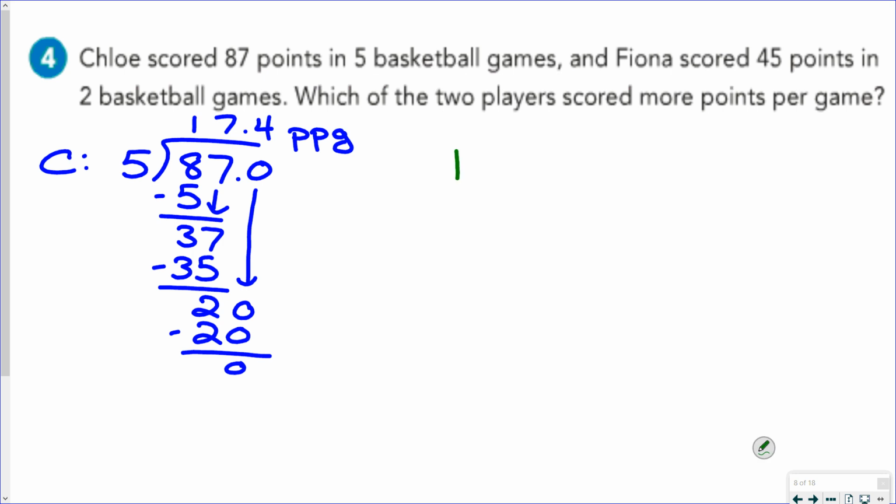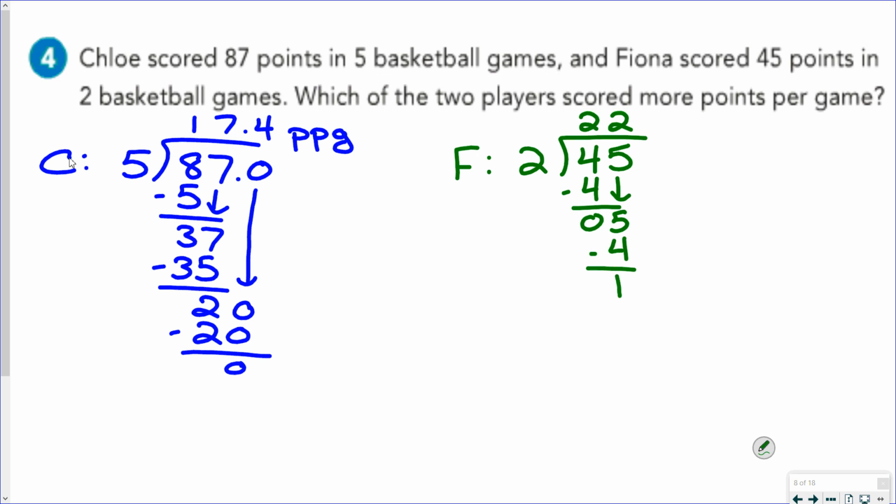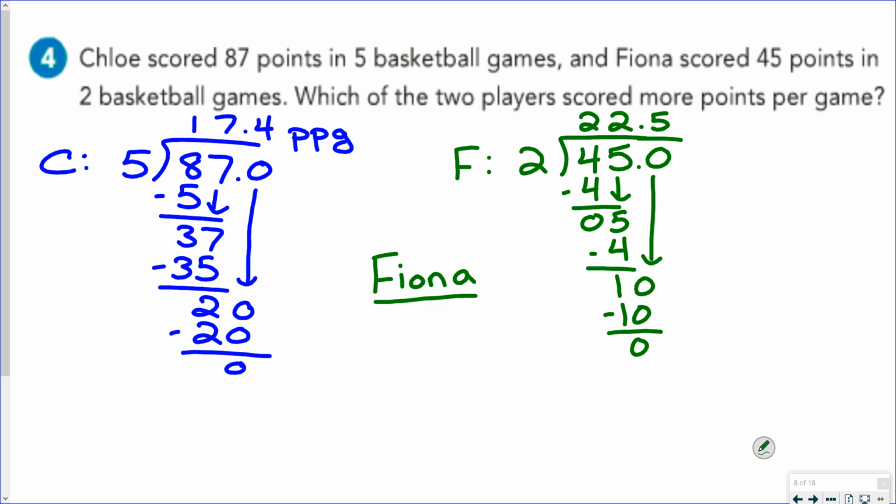For Fiona, same idea, except she only plays 2 games. She scores 45 points. At this point, we could technically stop because we would know that Fiona has more points per game, but we're going to keep going because we're not going to quit here. Again, you could write a mixed number here or put the decimal point and 0 on. And we would find that it is, in fact, Fiona who scores more points per game.